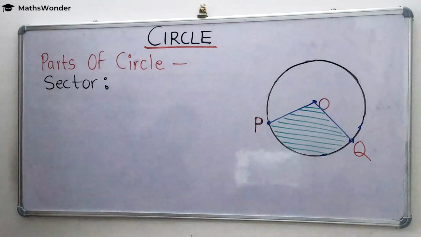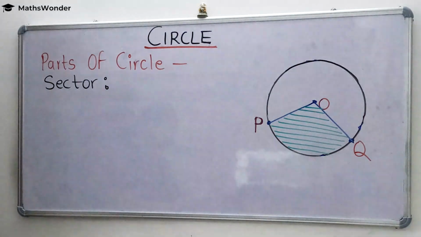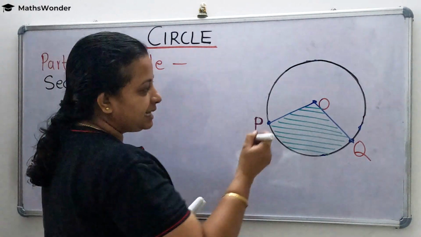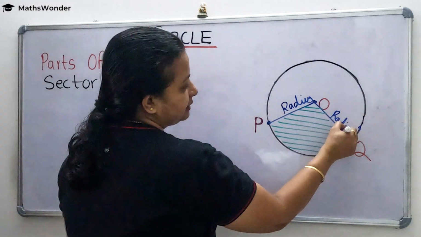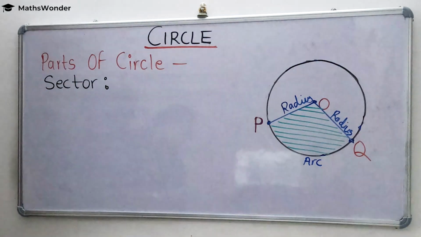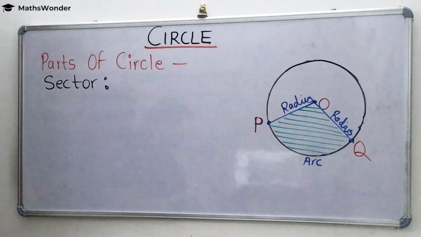Understood? The sector, like the one on the board, like a pizza slice represents a sector of the circular pizza. When you take it out from the circle, we call it a sector. This is the radius, as you know, and this is also a radius, and this is the arc. So the definition: the region enclosed by two radii and an arc is called a sector.